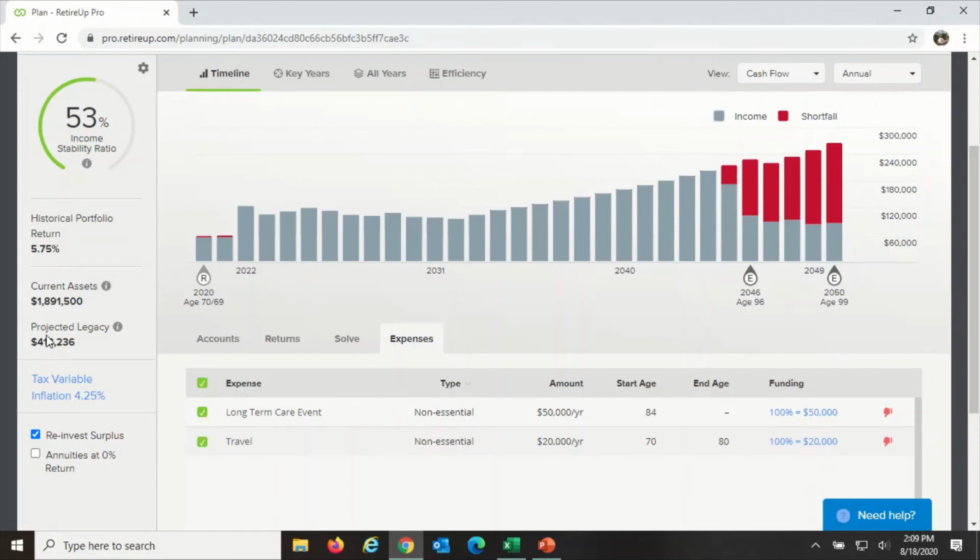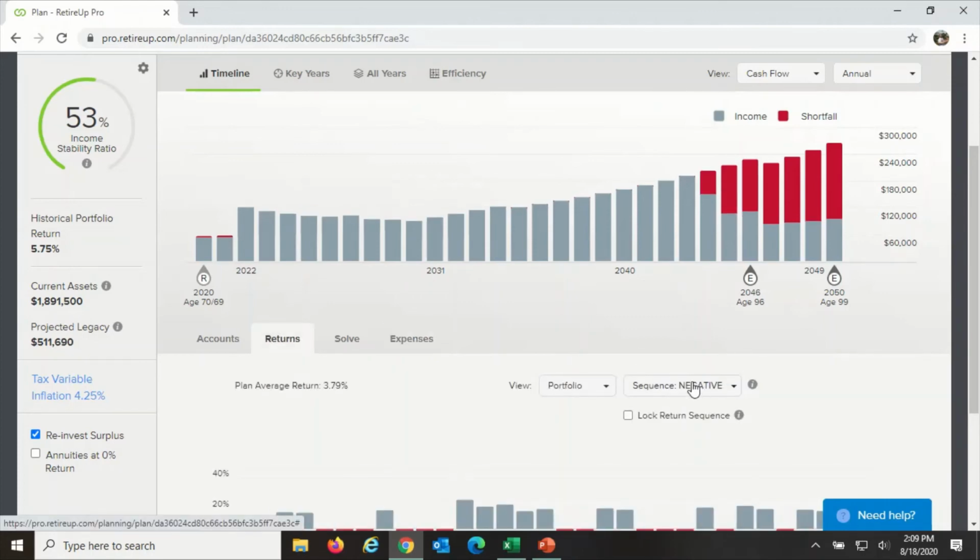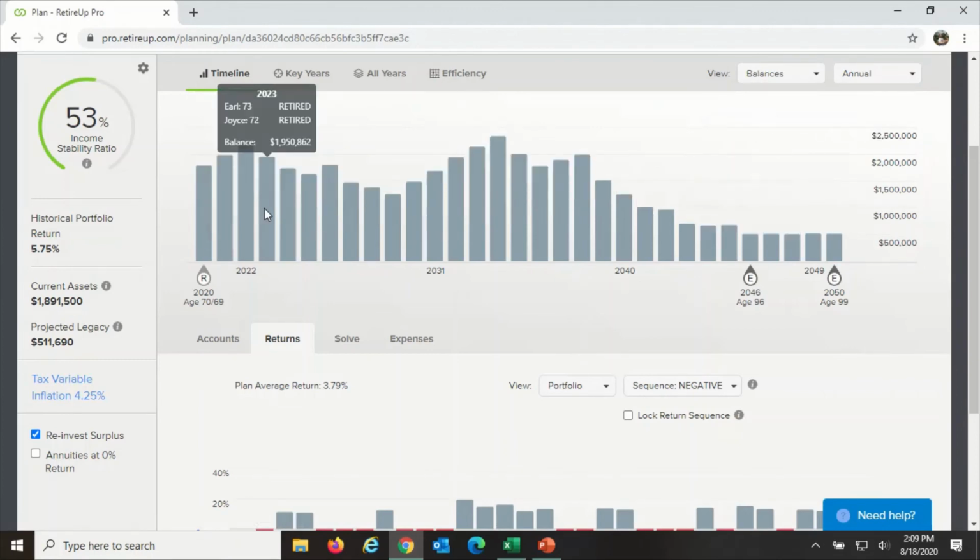So now we can see that it actually has a much bigger impact on their legacy if they travel from 70 to 80, and if one of them has a long-term care event that happens around age 84, the markets being less than favorable, as well as a little increase in inflation, a little increase in taxes. This is showing that there is a shortfall of income that would need to be mitigated if possible. And we can see their balances over time slowly coming down.